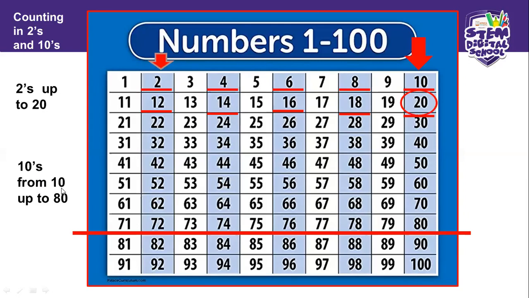So we will be counting in tens from 10 to 80. Shall we count together? 10, 20, 30, 40, 50, 60, 70, and 80. Good. Let's go to the next slide.